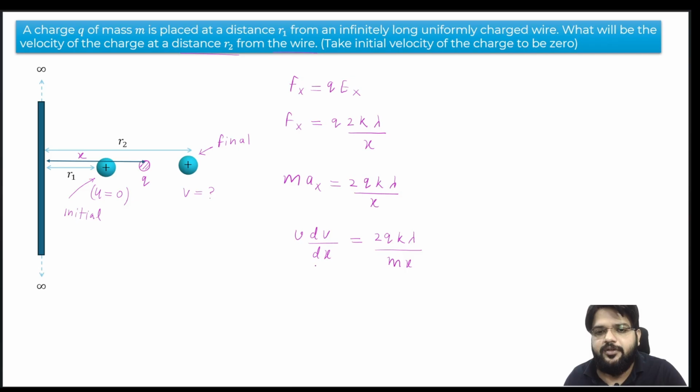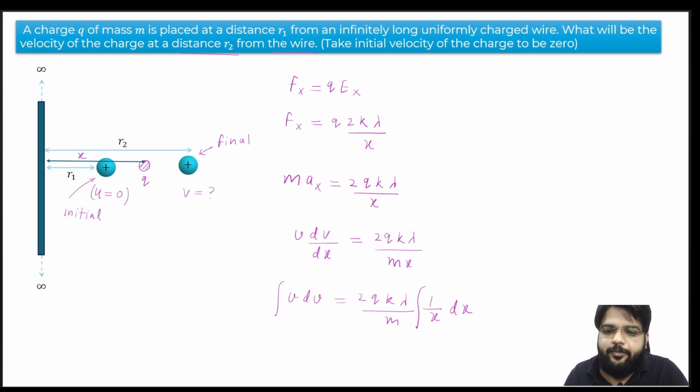All right. Now the next thing is what, everyone? We need to integrate here. So v dv we will write on this side, and 2q k lambda by m, m is constant, times 1 by x dx, like this we can write. This 2qk lambda by m is constant, so we are separating this, and 1 by x is variable here. So now we need to integrate on both sides. All these things are constant, that's why we are putting them outside the integration.